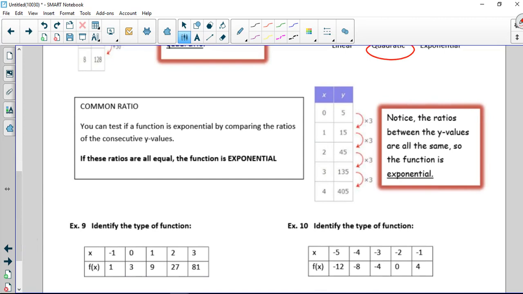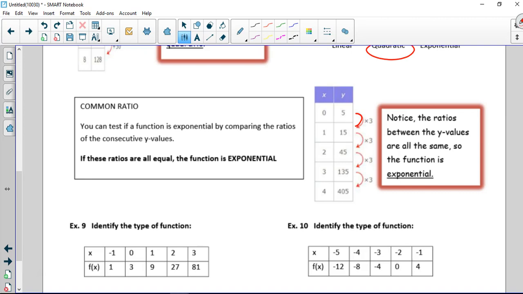Okay, now sometimes it doesn't go up by plus, it might go up by times, which is called a common ratio. So if that's the case, if the ratios are all equal, it's exponential. So notice here, it's plus 10, then plus 30. Like, let's say you did that. You probably would look at this and go, oh, well, it went up plus 10, then 30, and then 90, and so, wow, it's huge.